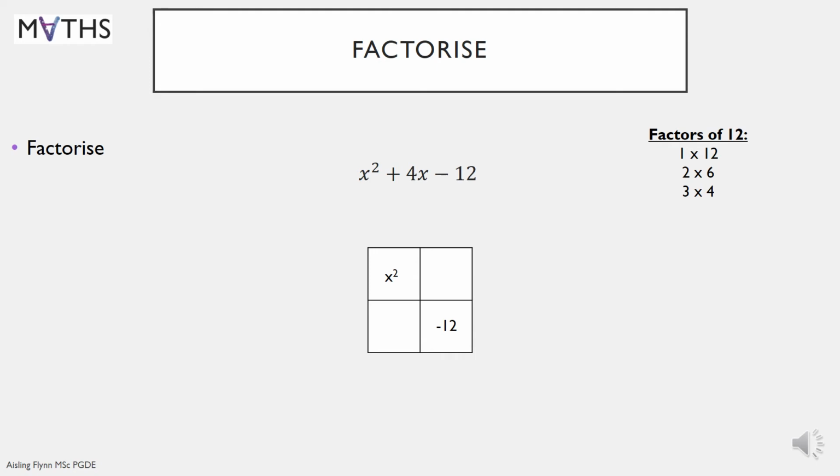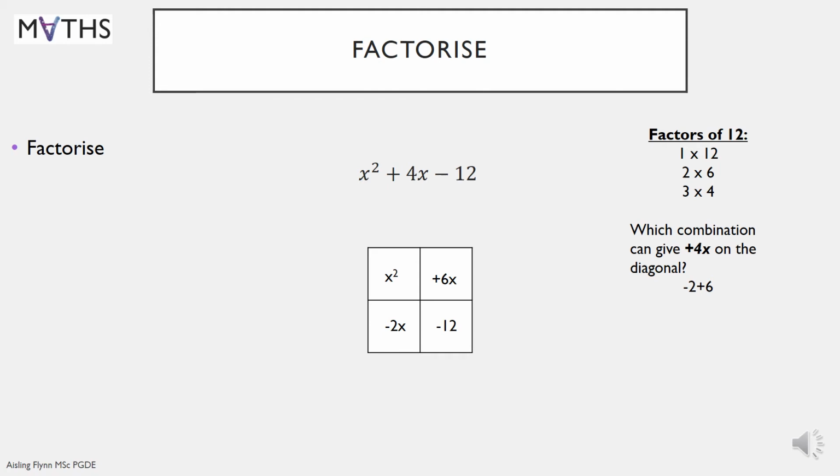Now we have to look at those 3 options and which combination can we use together to make a +4x on the diagonal. So that will be the 2 and the 6. If we do -2 and a +6, or 6 minus 2, we can make 4. So -2x and +6x. Incidentally, it doesn't matter which box you put them in, it'll work out for you.